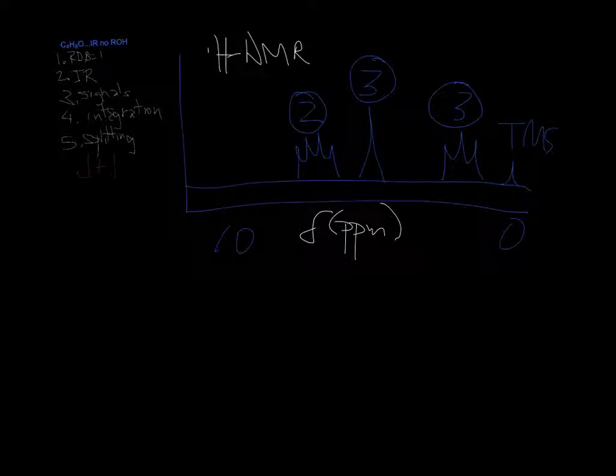Okay. So let's start trying to piece this all together. Remember, we don't see carbons, we don't see oxygens directly on this. We only see hydrogens. So we're going to start right here. We know that there are 3 identical hydrogens.